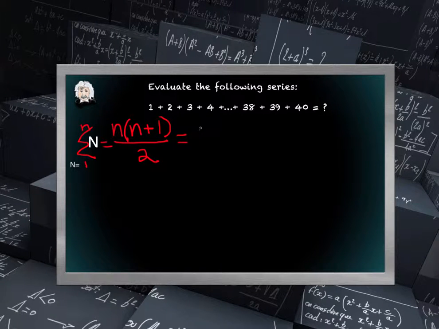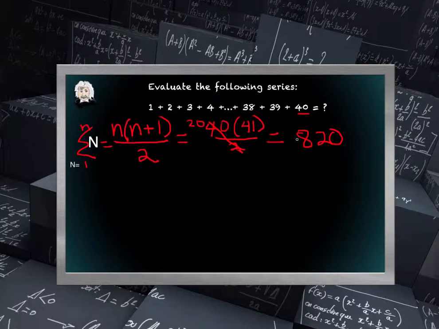So in our case, n is 40, and there are 40 figures. That would be 40 times 40 plus 1, which is 41, divided by 2. And 40 divided by 2 is really just 20. That becomes 20 times 41, which is 820. And that problem is solved almost instantly.